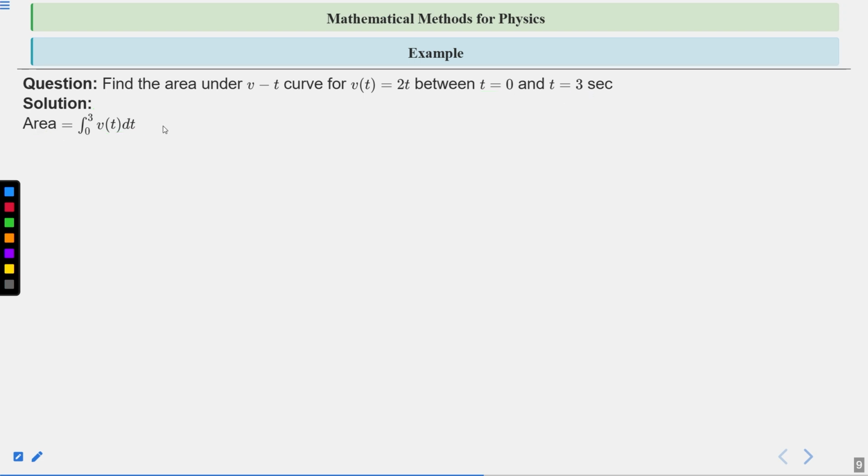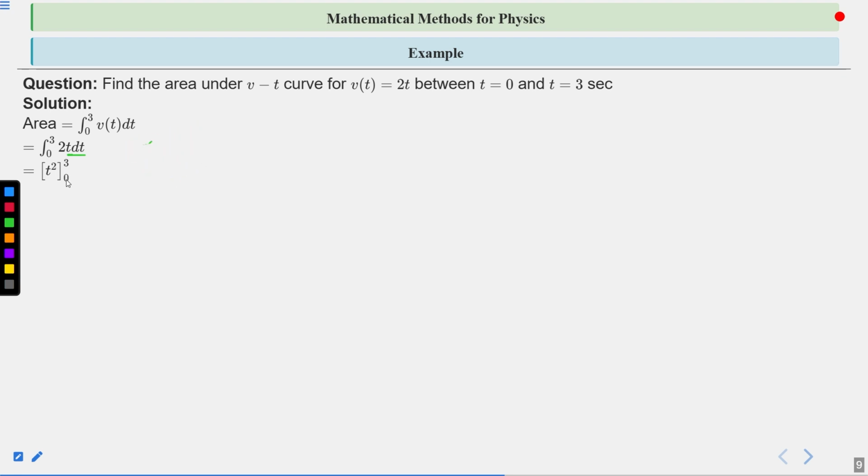Now we know v of t is what? That is 2t. So substitute the value of v of t in this relation. You will get the integration from 0 to 3 of 2t dt. So what is the integration of t dt? We know it is 2 into t square divided by 2. So the 2 cancels out, and it will become t square.